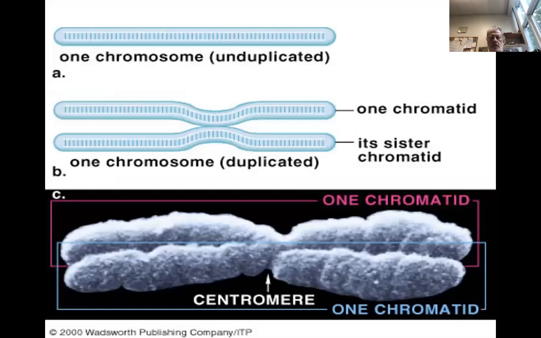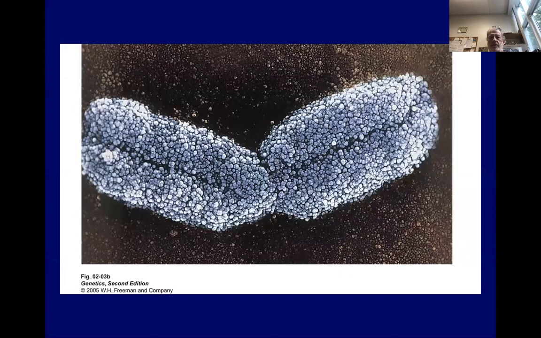So at the top is an unduplicated chromosome. Below that is a duplicated chromosome, the type of chromosome that would enter into cell division. And at the bottom is an actual photograph of a duplicated chromosome. The 2 sister chromatids are identical copies of one another. There's a picture of a metaphase chromosome. We mostly see chromosomes during metaphase of the cell cycle because they are most constricted then and best to view.